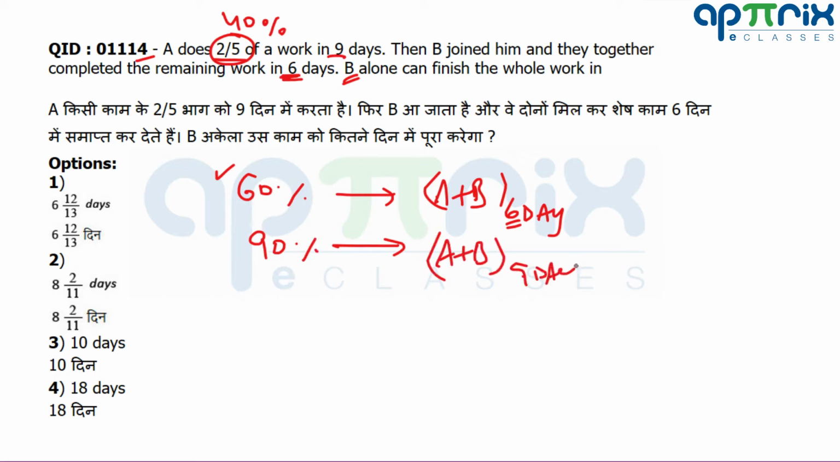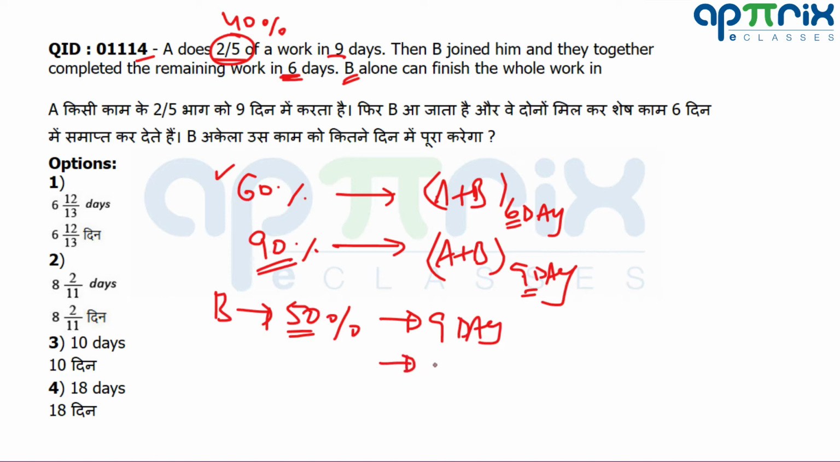Yes. Now you can clearly see in 9 days, A does 40% work, while total work, if A and B are together for 9 days, it will be 90%. That means B alone become how much? 50% work is done by B alone in 9 days. So 100% work B will be doing in how many days? If this was 9 days, then 100% work will require how many days? 18 days. So not to have any problem in marking the answer, you can easily mark it.